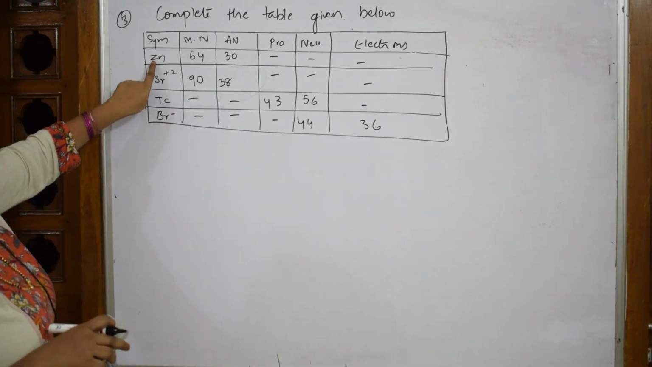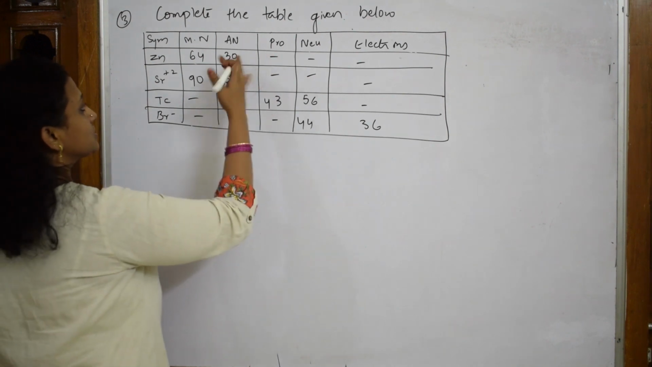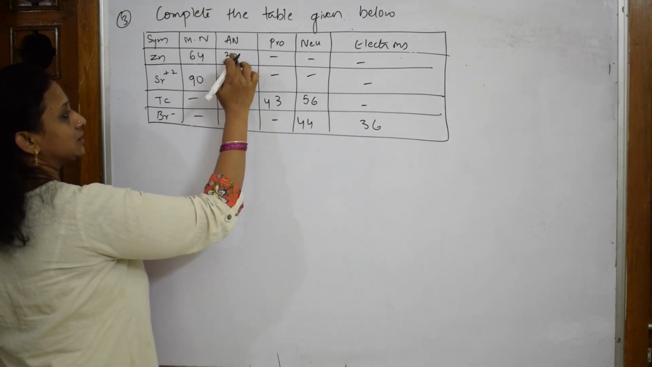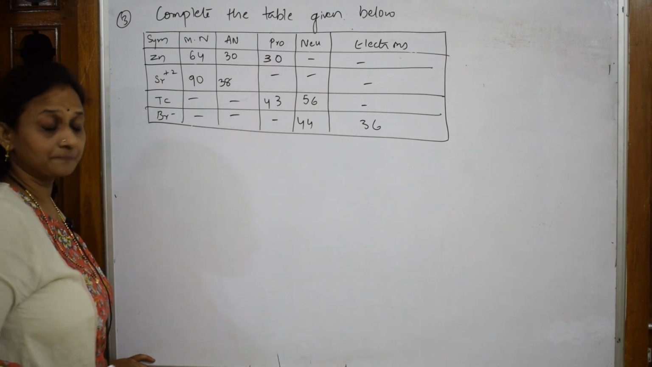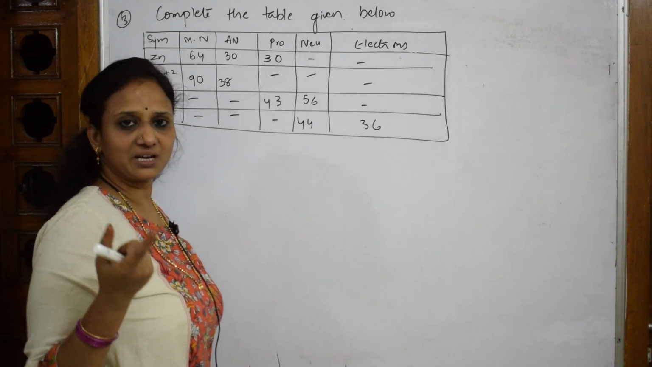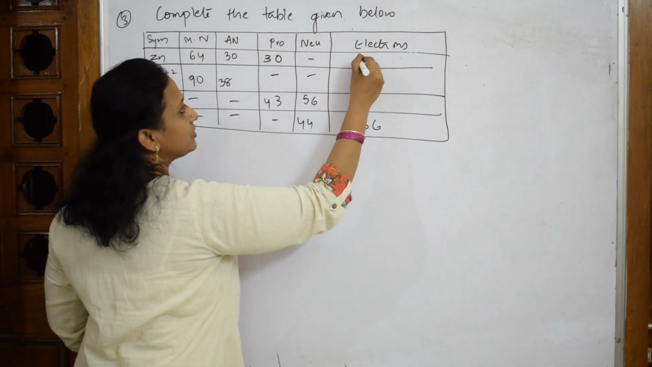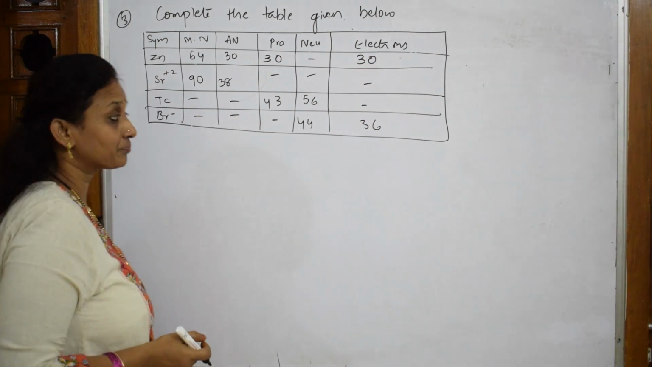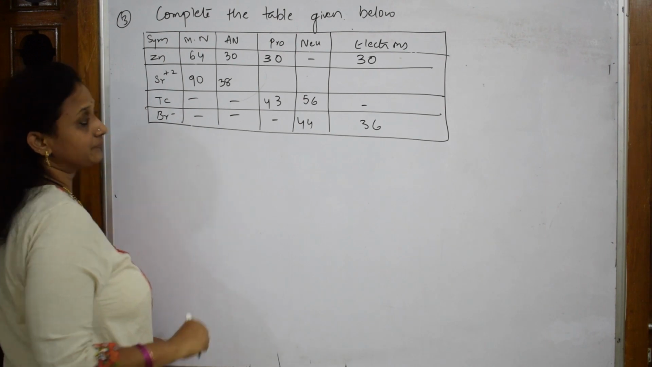Let's see. So now zinc is given, mass number is given, atomic number is given. I should find out the protons. Just see, atomic number is always equal to the number of protons. 30, done. Here there is no charge, no plus or minus given. So directly I can write the number of protons equal to number of electrons. 30, done.